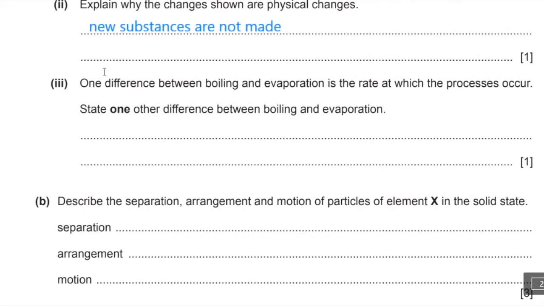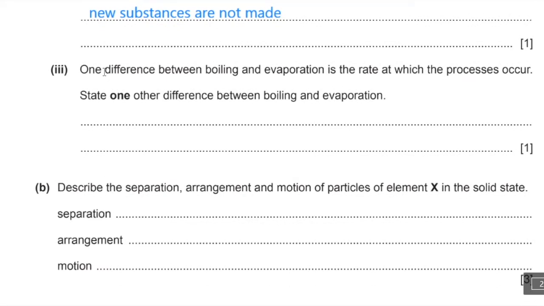One difference between boiling and evaporation is the rate at which the processes occur. State one other difference between boiling and evaporation. So the syllabus mentions how boiling differs from evaporation by the fact that boiling requires heating or it occurs at a fixed temperature. However, evaporation can take place over a range of temperatures. So that's one point you can mention.